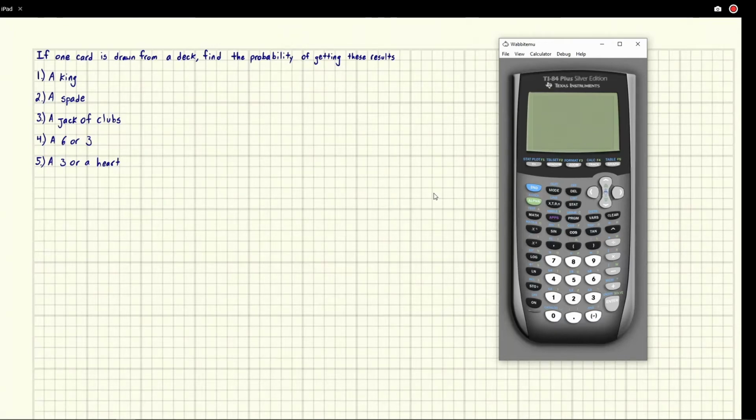Eric Burgess here, and we have been told the following. If one card is drawn from a deck, find the probability of getting these results.